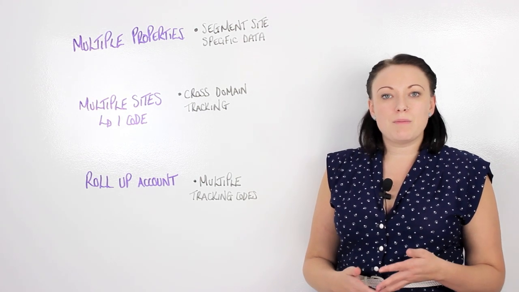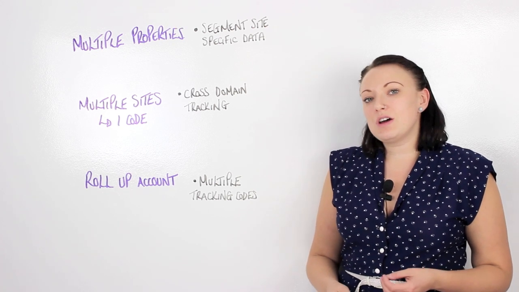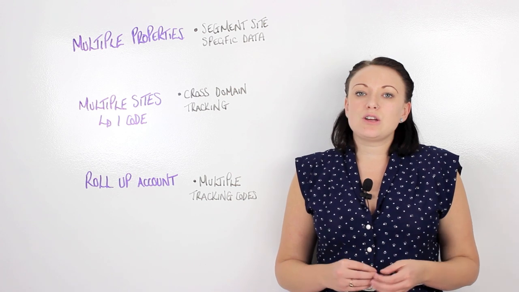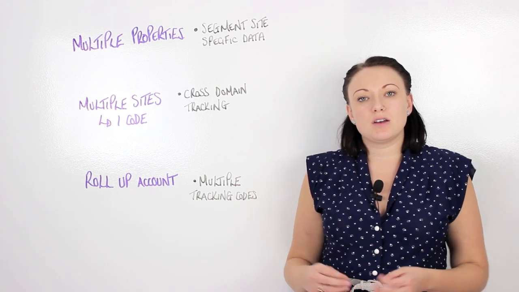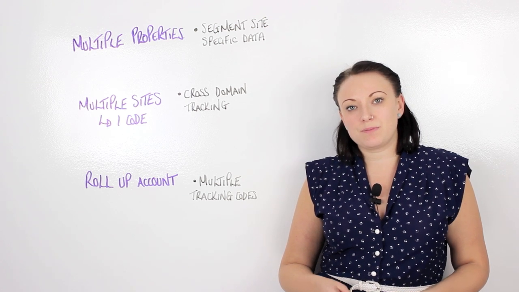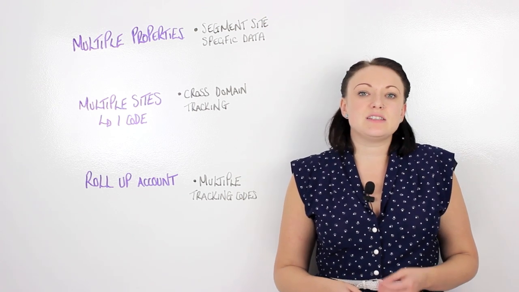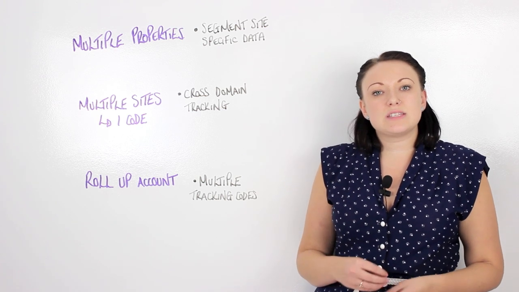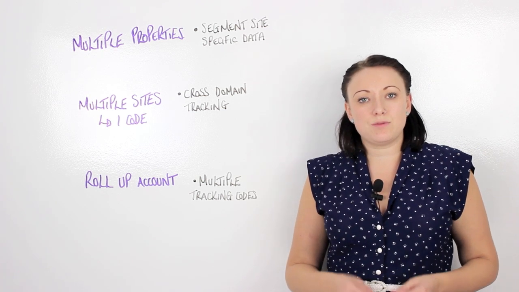So there are three common methods that you could use. The first is probably the easiest, and it involves creating a new web property per site. So this means that each of your sites will have their own UA code. Now the obvious benefit of this is that you can then set up profile filters so that you can segment the site-specific data even further.